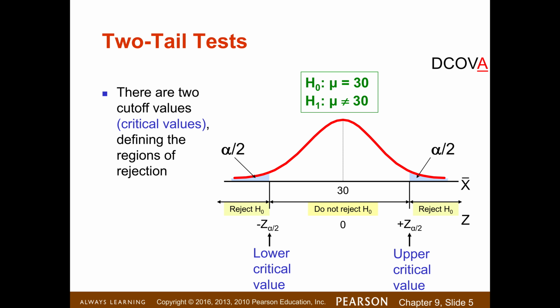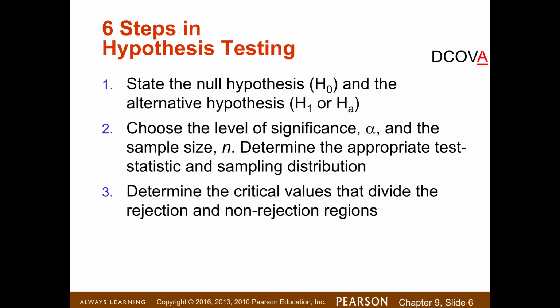In a two-tailed test, there are two cutoff values, two critical values defining two regions of rejection. I call the blue area to the right the upper tail of rejection, cut off by the upper critical value. The lower blue shaded area is the lower region of rejection, which is cut off by the lower critical value. Anything between those, we fail to reject, or do not reject, the null hypothesis.